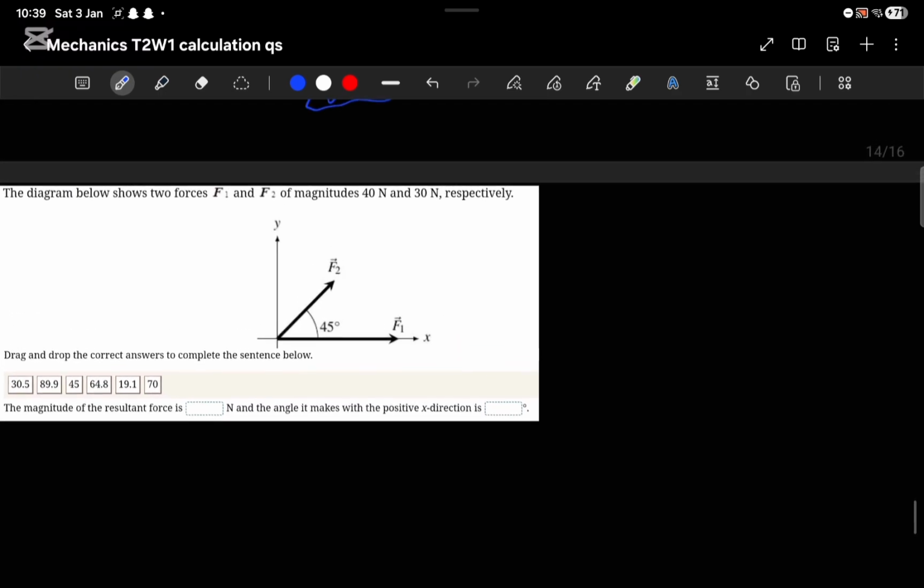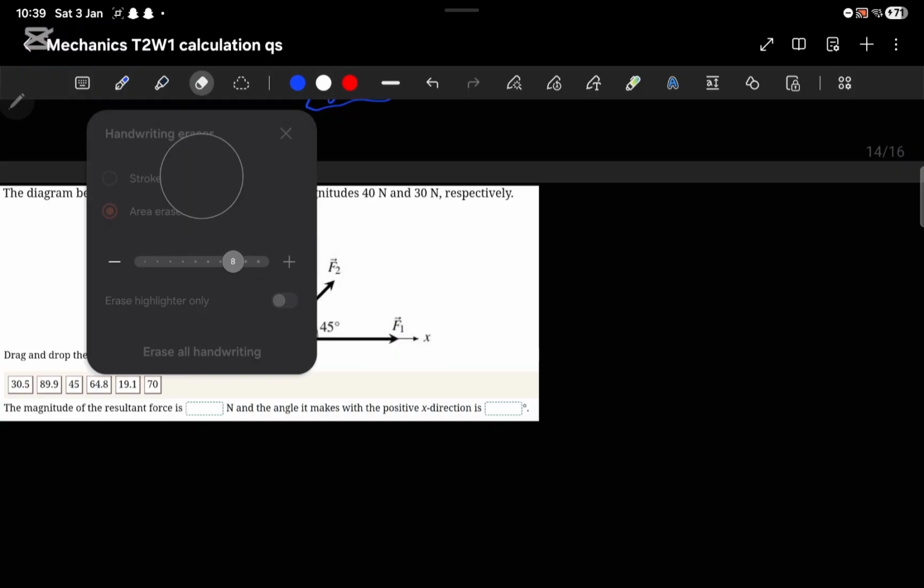Really easy question. The diagram below shows two forces, F1 and F2, of magnitudes 40 and 30 newtons, respectively. Drag and drop the correct answers to complete the sentences below. The magnitude of the resultant force is blank newtons, and the angle it makes with the positive x direction is something degrees. Okay, so let's split up the force. F1 is directly along x. I don't need anything else to do with it. There are no components for F1. F1 is fully along x.